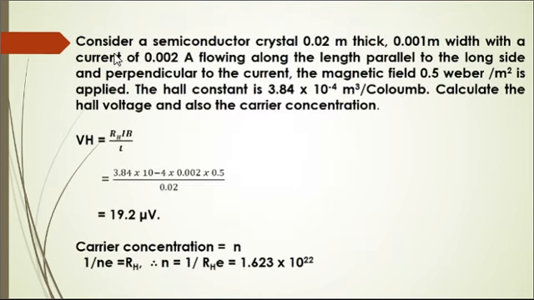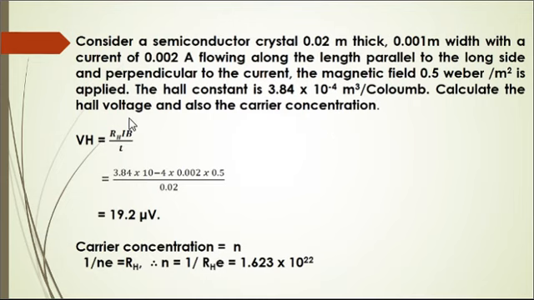So now let us consider a problem. Consider a semiconductor crystal of thickness 0.02 meter and 0.001 meter width, with a current of 0.002 ampere flowing along the length, parallel to the long side. A magnetic field of 0.5 Weber per meter square is applied perpendicular to the current. The Hall constant or Hall coefficient is given as 3.84 into 10 power minus 4 meter cube per coulomb. Calculate the Hall voltage and also the carrier concentration. That is the problem given.